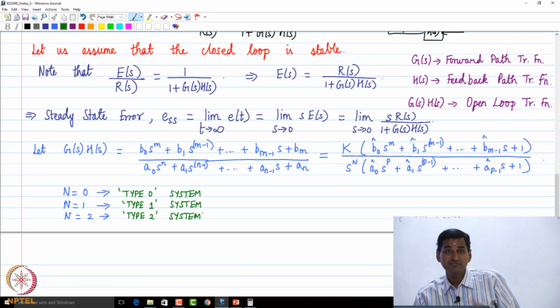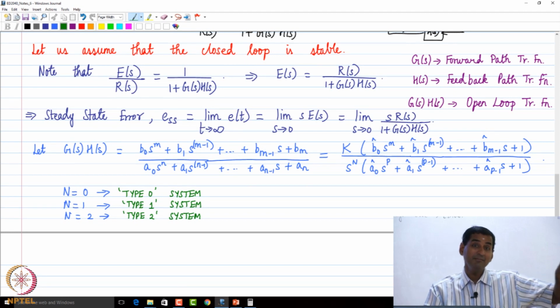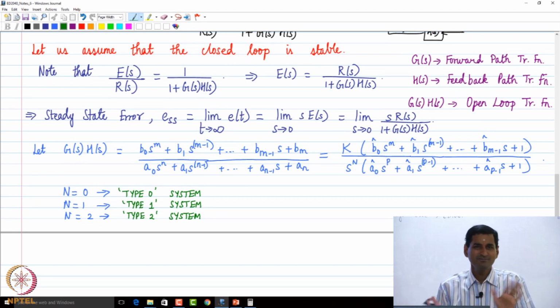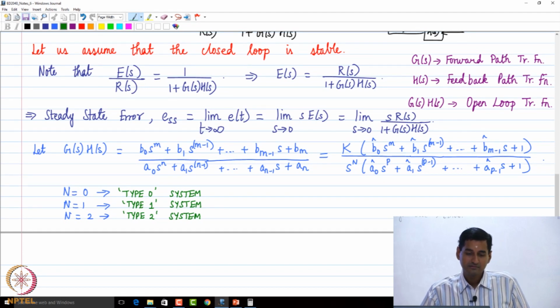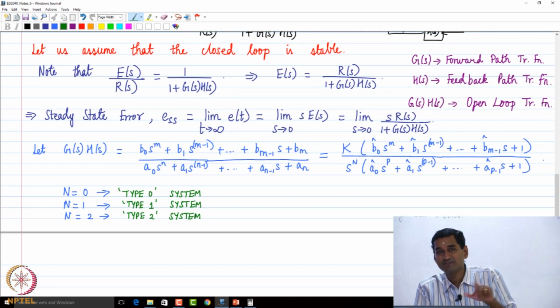Yes, they are different coefficients, that is why I am putting a hat over them. S power n is common, but I am also dividing by b m and a n, because I want to make the constants 1, and a n may be 0 if I have capital N non-zero. I am just doing some algebraic operations, writing in a general form. You will see why I am doing it: I want the constants to be 1 in the two polynomials when I substitute s equals 0, because that is how I would use my final value theorem.